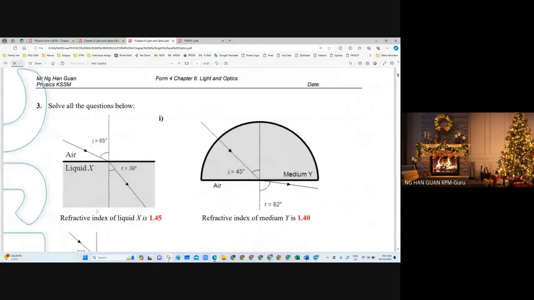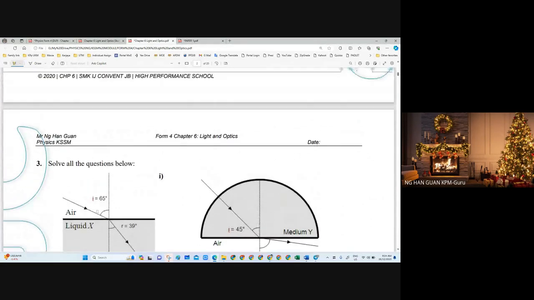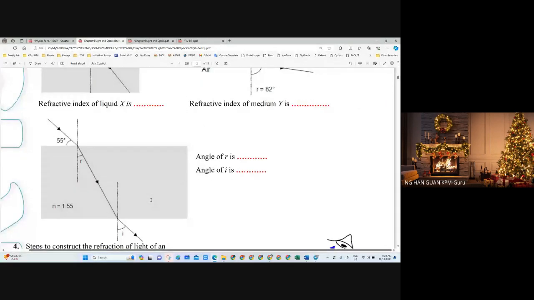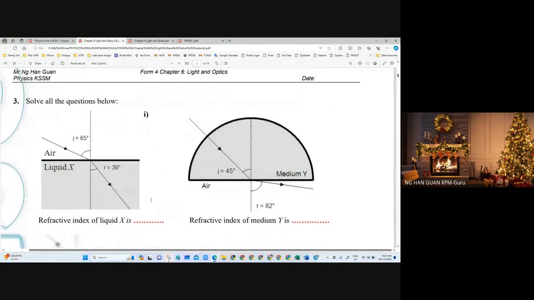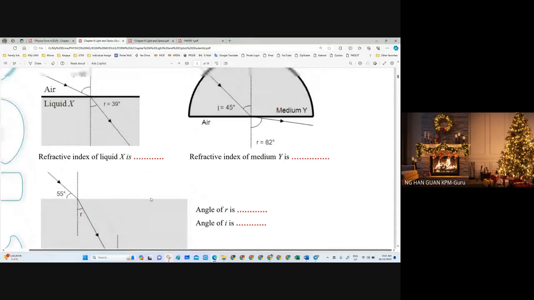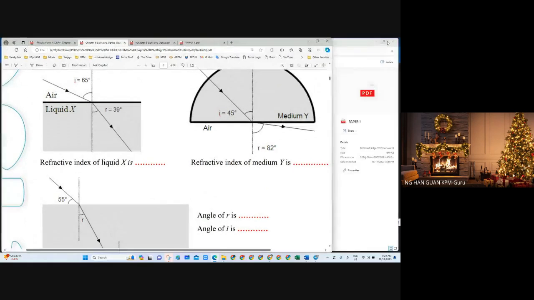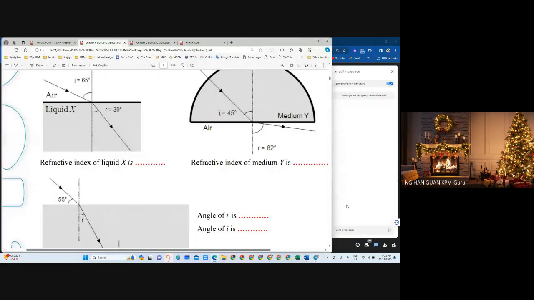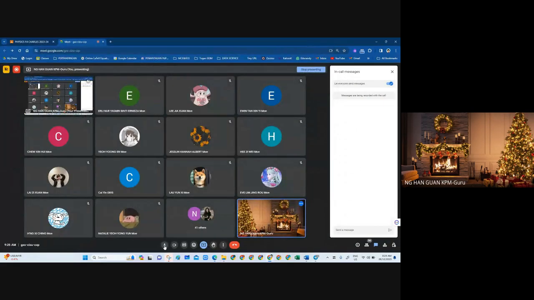Okay, so the number 3 here. Please do some calculation, practice the formula for this number 3. Once you're done, please share your answer in the message box here. I will wait for you to share the answer.